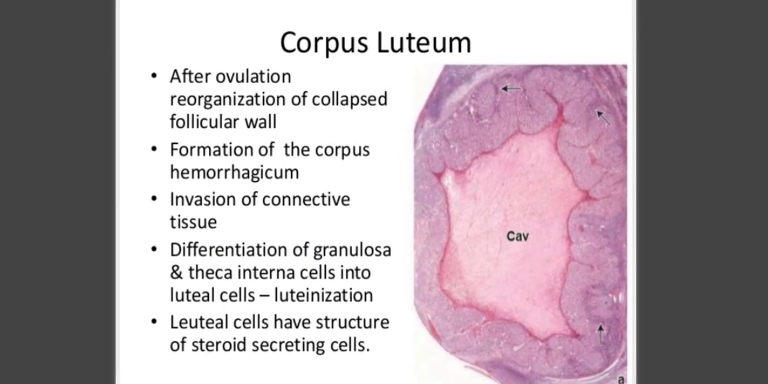And corpus luteum. After ovulation, reorganization of the collapsed follicular wall, formation of the corpus hemorrhagicum, invasion of connective tissue, and differentiation of granulosa and theca interna cells into luteal cells, called luteinization. The luteal cells have the structure of steroid secreting cells.